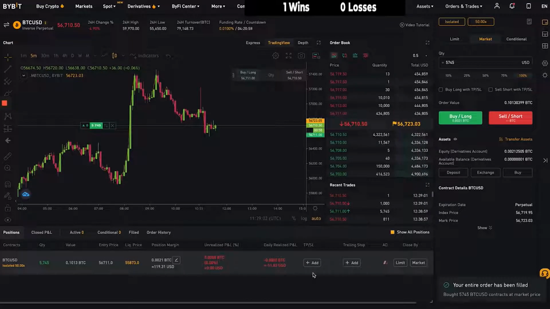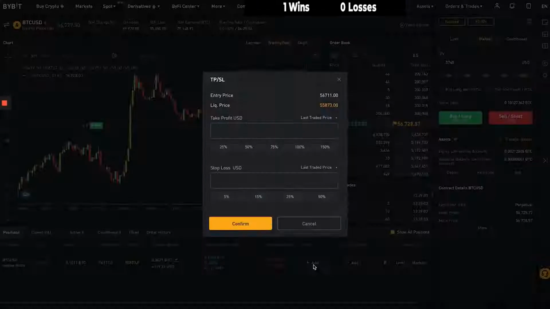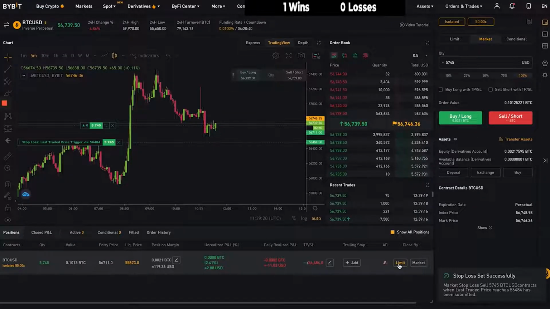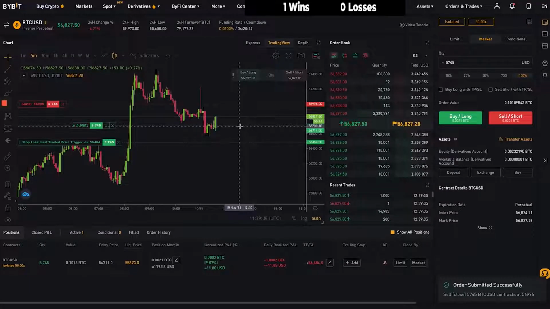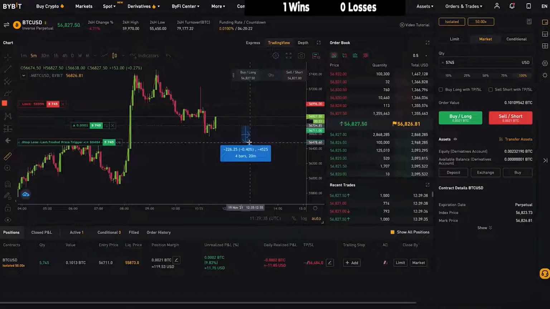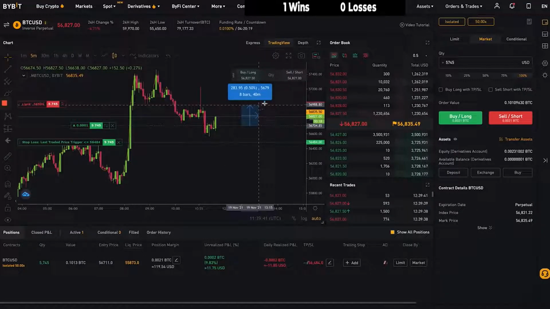I'm now in the trade, and now I will add my stop loss and also the target order with the limit order. Now the trade is all set. I have a stop loss at 0.4% and a target profit at 0.5%, and the trade is already going in the right direction. So let's wait and see if this will be a win as well.